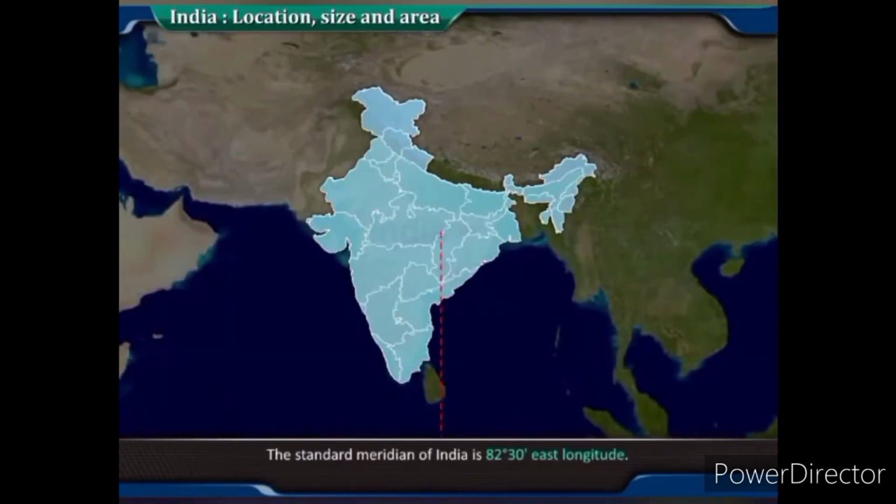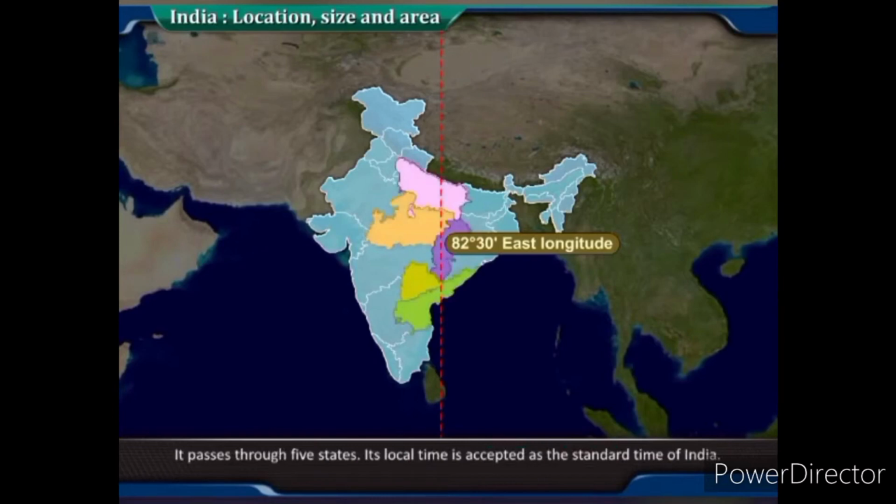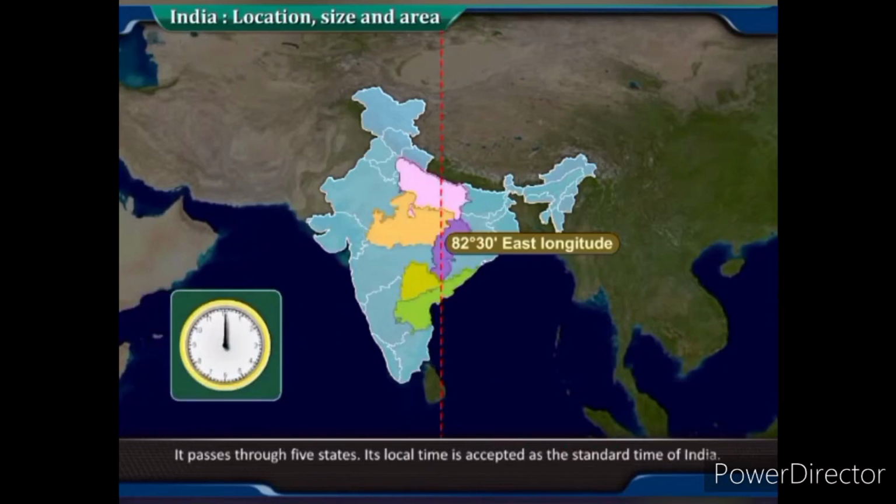The standard meridian of India is 82 degrees 30 minutes east longitude. It passes through 5 states. Its local time is accepted as the standard time of India.